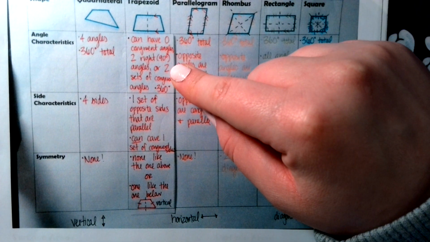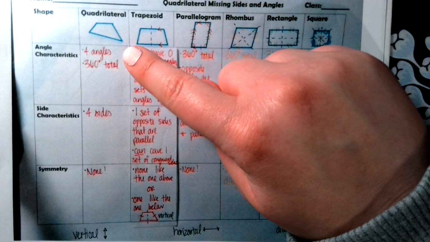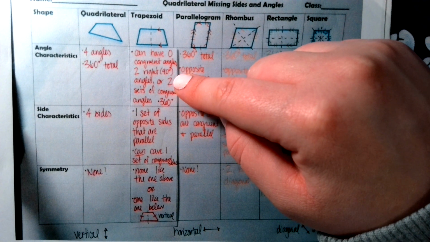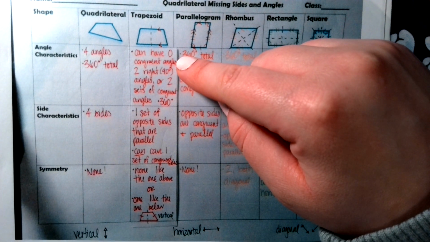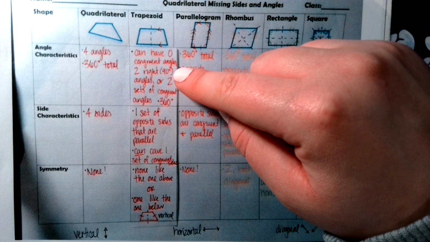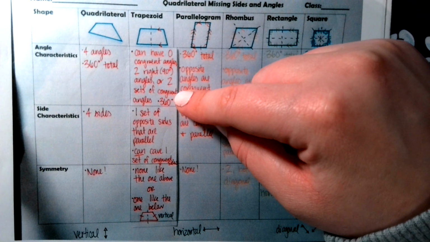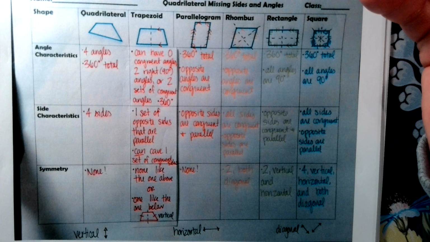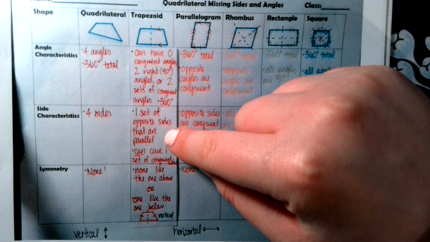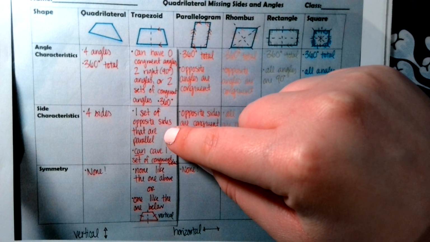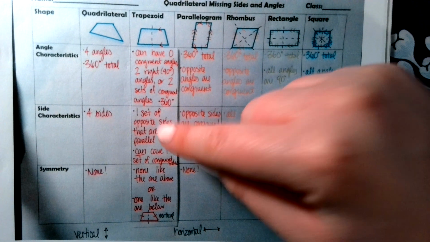So trapezoids are a special kind of quadrilateral. For their angles, they could have 0 congruent angles. They could have 2 right angles, or 2 90-degree angles, or they can have 2 sets of congruent angles. Either way, it's going to equal 360 degrees. The biggest thing that makes a trapezoid is that it has one set of opposite sides that are parallel.